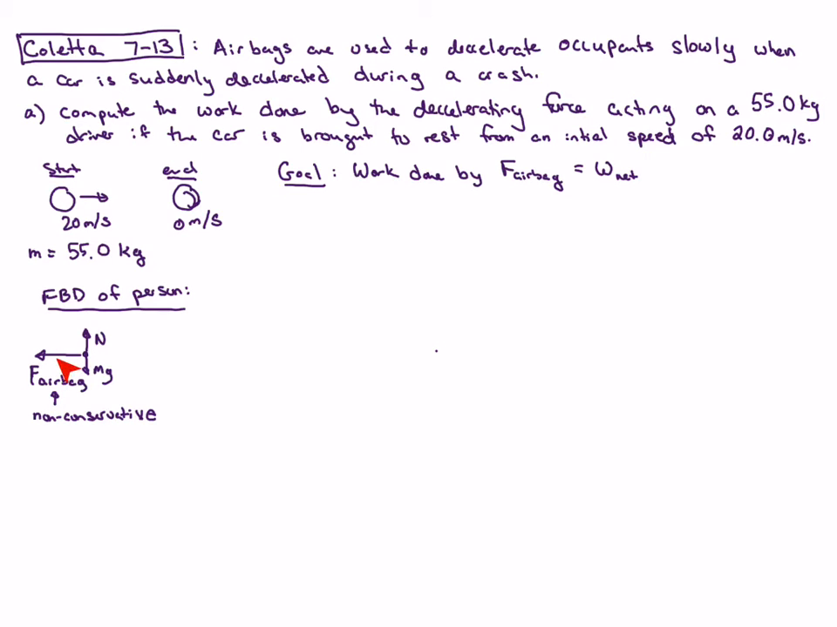And we know that the person is only moving in the x direction, only along this direction. So these forces, which are perpendicular, don't do any work on the person. Only this force of the airbag does negative work because the force is in this direction and the motion is in this direction. So when force and motion are in opposite directions, we get a negative work. So I can rewrite this work done by the airbag as the net work, or the work done by all the forces, because the airbag is the only force that does work on the person. So my goal then is the net work done on the person.